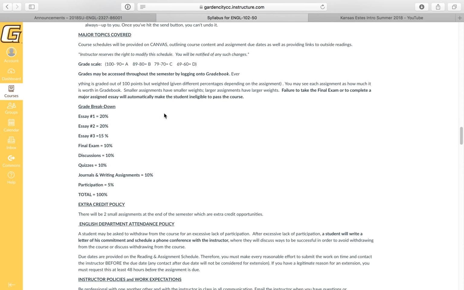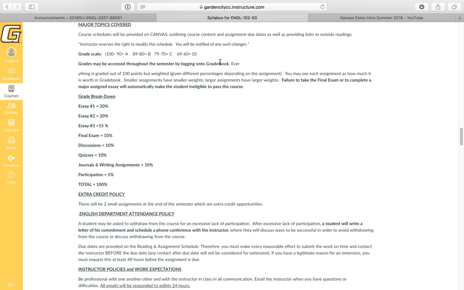So if you need the grading scale, it's right there. It's very self-explanatory. Everything's going to be accessed on the gradebook throughout the semester, so I will be keeping the grades updated throughout the semester so you always know where you stand. So you can always be checking that as we go.